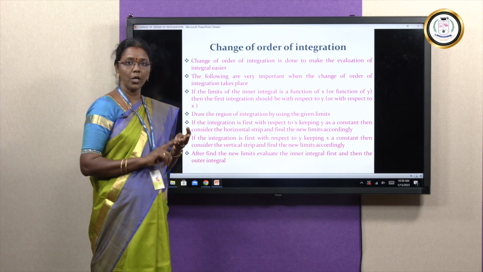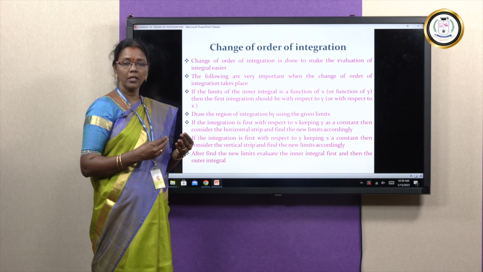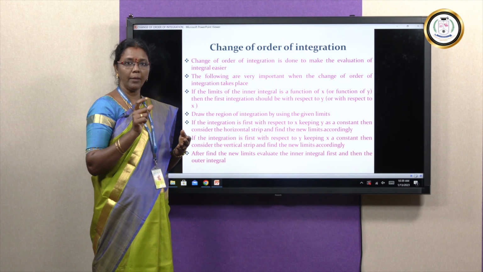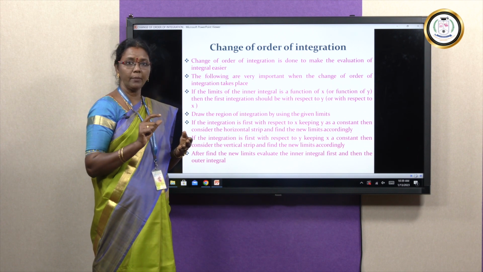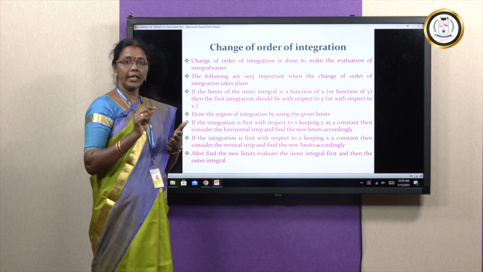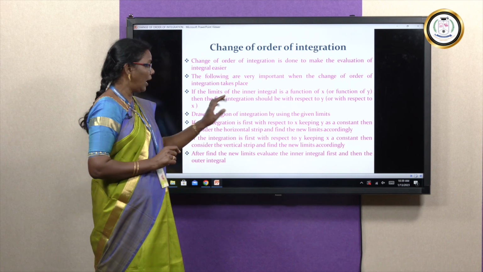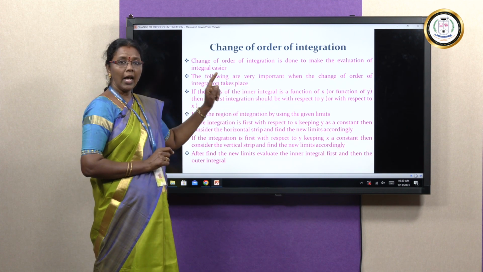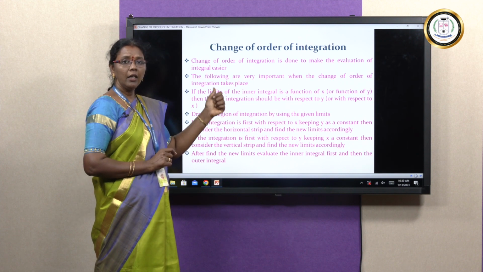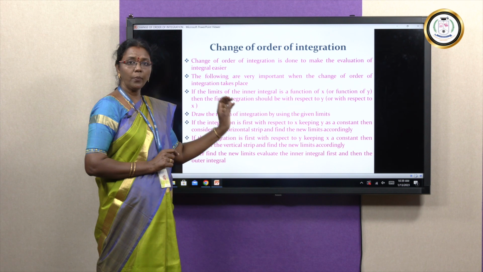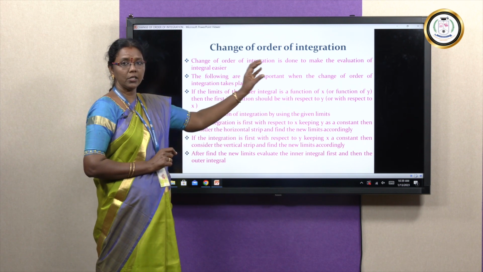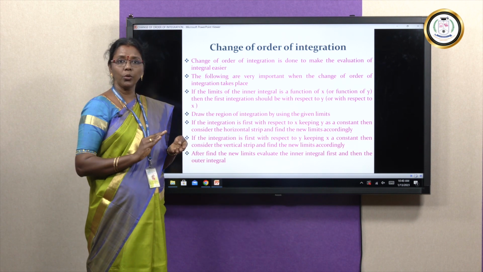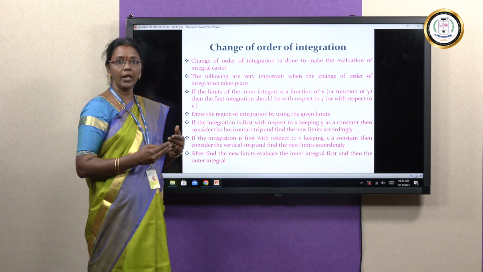After checking the order, if the order is correct, then we can write the boundaries. Write the given limits. We know the inner integration is for y, which means dy dx. So for the inner integration, we write y equal to the lower limit and y equal to the upper limit as the boundary, and the outer integral limits are boundaries depending on x. So we will write x equal to the constant lower limit and x equal to the constant upper limit.